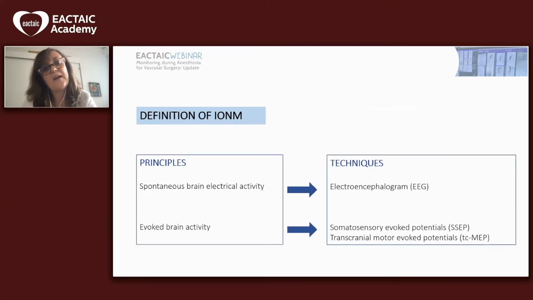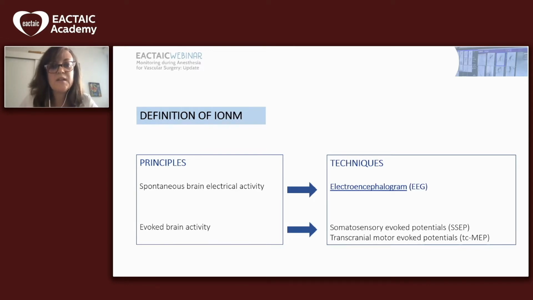And how can IOM do this? So we have two types of techniques. Maybe EEG is the most common, and maybe you will know it better. And we will start with that.